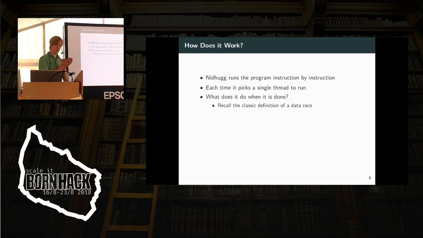So it executes a first execution of the program, in which it just picks arbitrary threads to run. In this case, it picked the non-crashing case as the first execution, and then it finishes that, and then it does some analysis. So who here can tell me the traditional definition of a data race in shared memory programs?